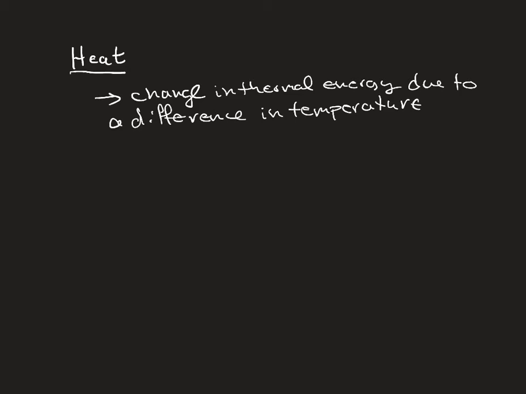So in mechanical energy, we talked about work being the change in mechanical energy. Here we're going to talk about heat being a change in thermal energy. So you have to think about work and heat conceptually the same way. We are going to use the symbol Q to represent heat. And because it is a change in energy, the units once again are going to be joules.